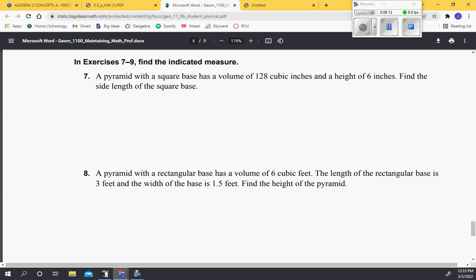Down here it says find the indicated measure. A pyramid with a square base has a volume of 128 cubic inches. It gives us the volume. And a height of 6 inches. Find the side length of the square base. Okay, this is a little different. B is going to be the area. We're going to first start by finding the area of that base.